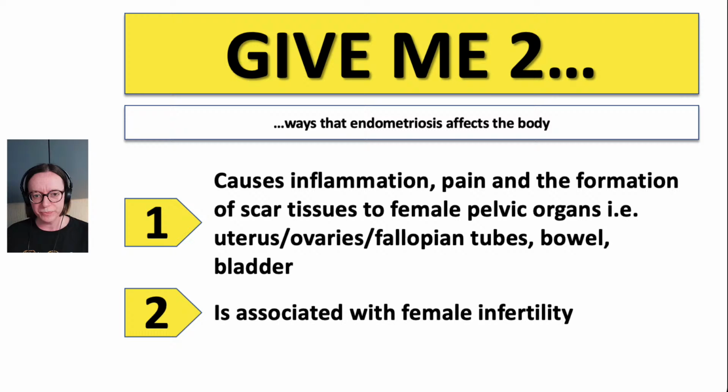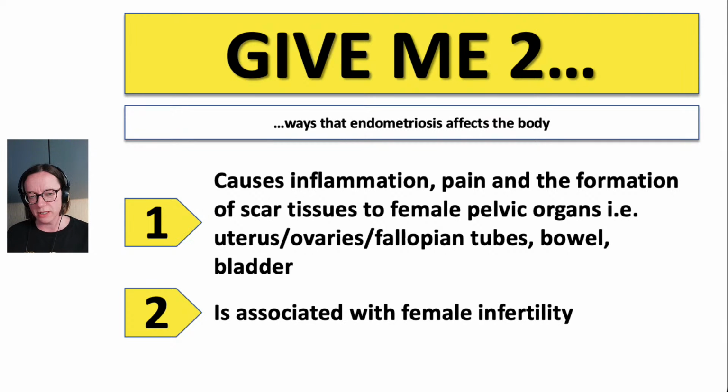Okay, so the first one, endometriosis causes inflammation, pain and the formation of scar tissue on the female pelvic organs, which are uterus, ovaries, fallopian tubes, the bowel and the bladder. This is associated with female infertility.